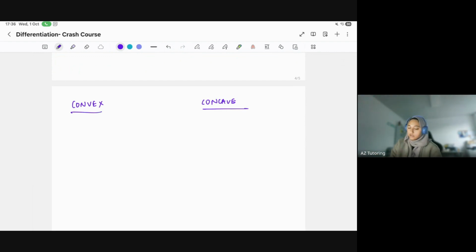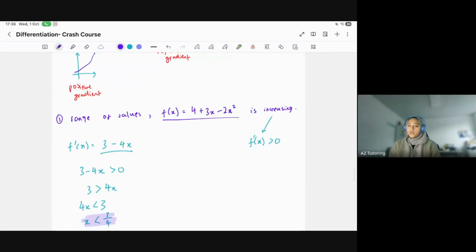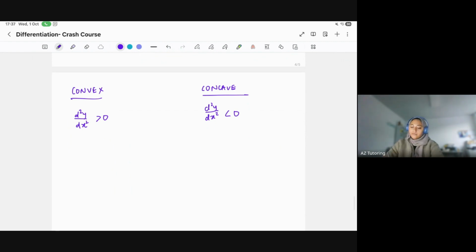So again, it's just some rules that you need to know. So convex and concave, obviously it's a bit obvious for the increasing and decreasing graphs that we've done, but with this, all I would say is just memorize it. Now, a convex curve, again, this is to do with the second differential. So a convex curve happens when the second differential is more than 0. And when it's a concave graph, it's when the second differential is less than 0.